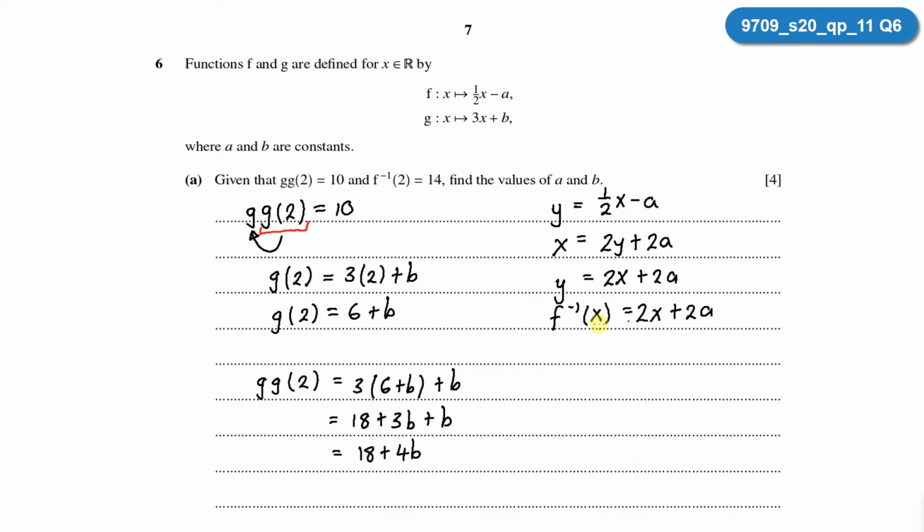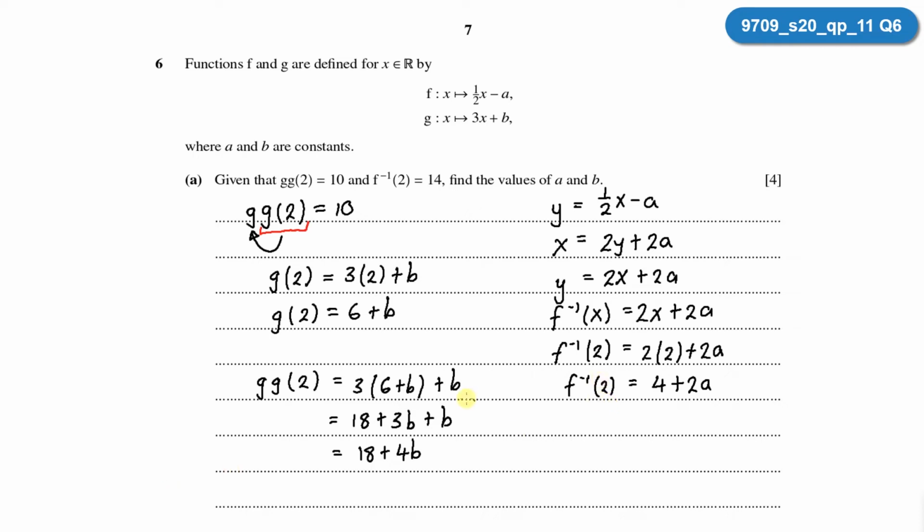And since I have the inverse function, and since f inverse of 2 is 14, I'll substitute 2 for x. So for f inverse of 2, this will be 2 of, and I input 2 for x. So that's 2 of 2 plus 2a. So f inverse of 2 gives us 4 plus 2a. So we now have this for f inverse of 2.